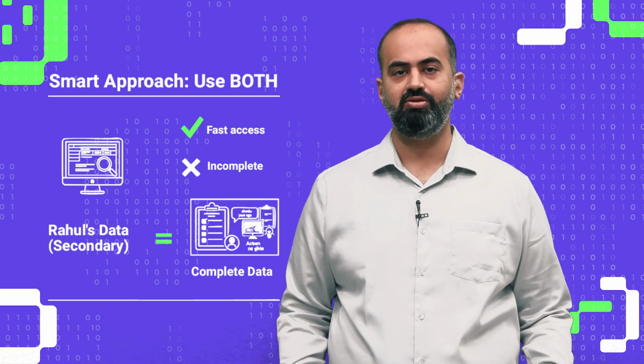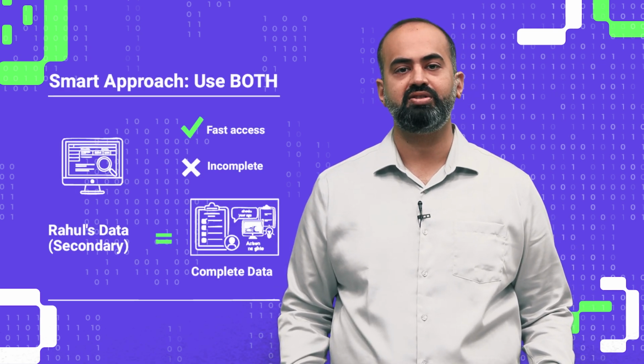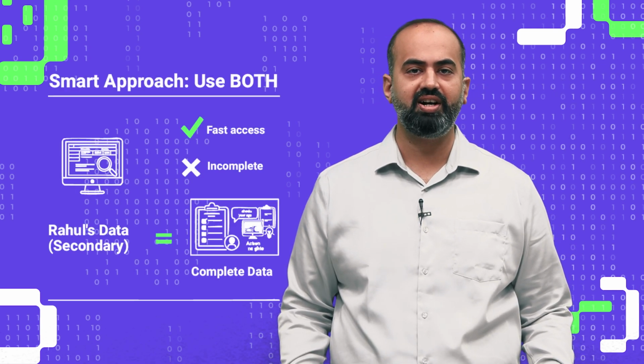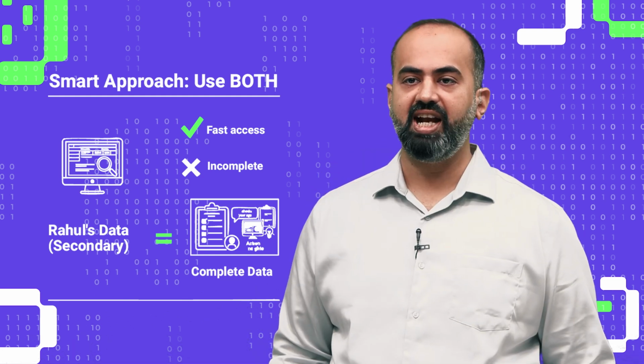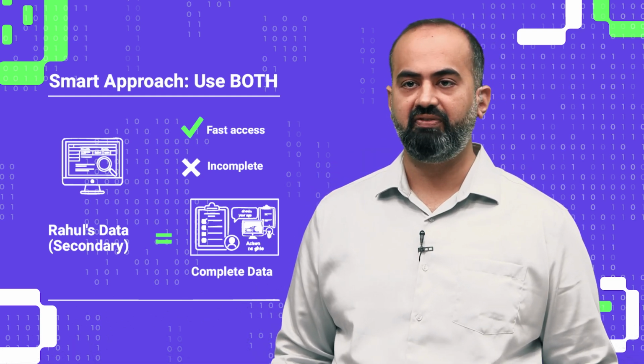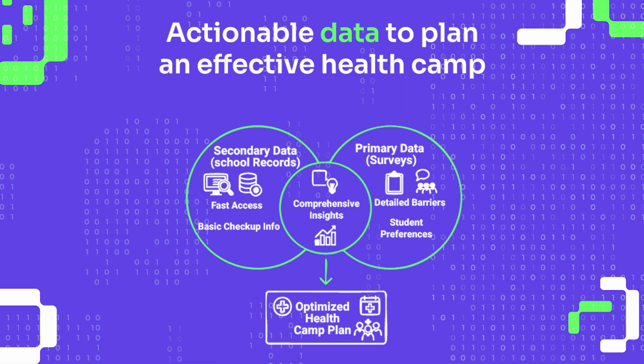Smart approach, use both. Start with Rahul's records to see what's already documented. Then create Priya's survey with specific questions to fill the gaps. Students who get checkups elsewhere, barriers they face, preferences for health camp services. Together, you get complete actionable data to plan an effective health camp.